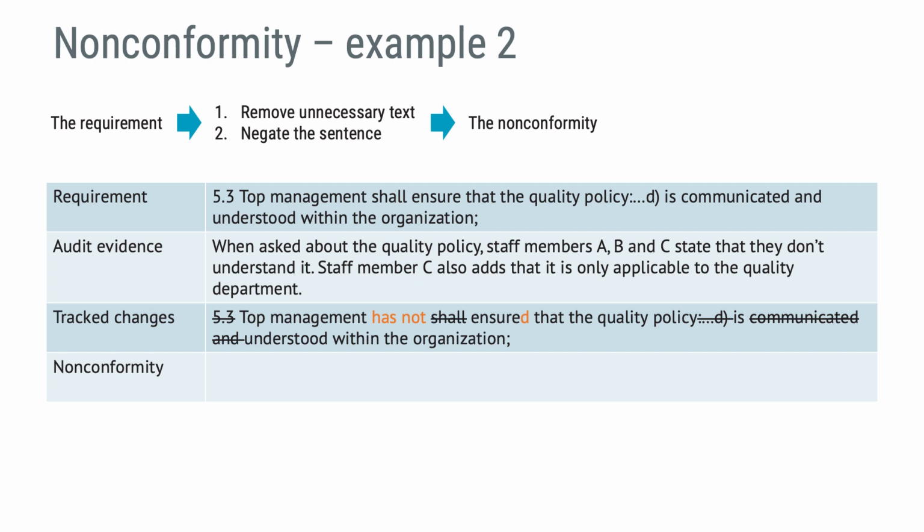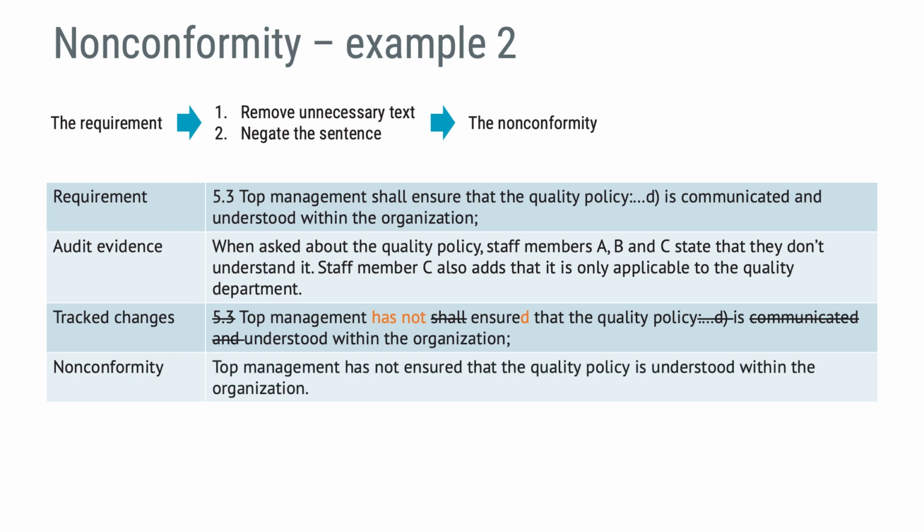Again, I will remove the section number, negate the sentence by replacing "shall" with "has not", and then remove "communicated and". Because keep in mind, at this time, we don't know if management communicates the quality policy or not. They might be working really hard on the communication, but the staff still doesn't get it. So again, don't jump to conclusions. So in this case, I will just leave the understanding part in the nonconformity. This results in this nonconformity: top management has not ensured that the quality policy is understood within the organization.